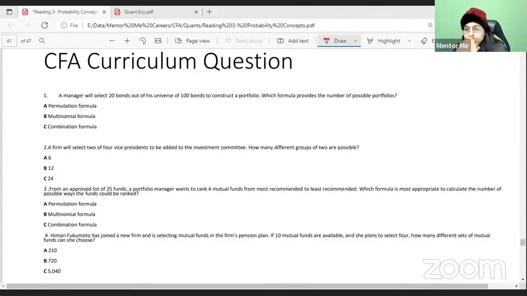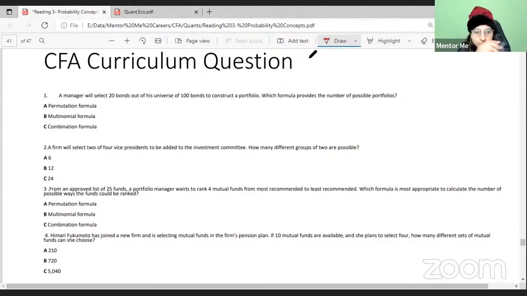Done, guys? Yes. Okay. So let's consider these questions. Pehle I'll share the answers. Okay. Then we'll see कि आपका कितना accuracy rate रहा.